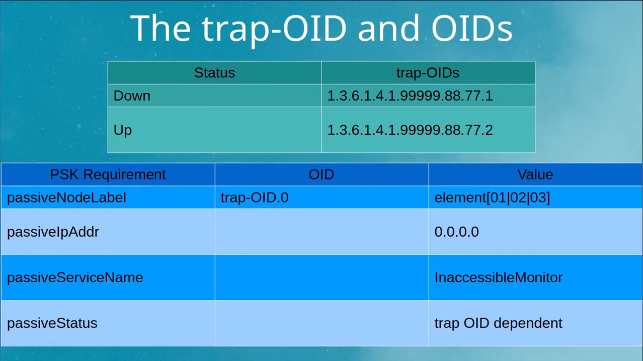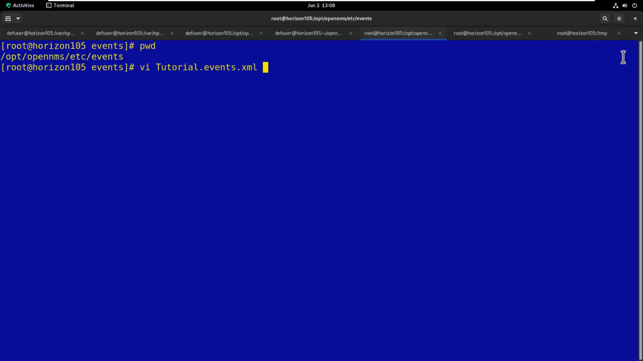trap-OID.0, lowercase s, indicating a string value, and element name, which will be element01. The remaining values, passive address and passive service name, are constants, 0.0.0.0 and inaccessible monitor, respectively. In this tutorial, the passive status is given by the trap OID. Change directory to /opt/opennms/etc.